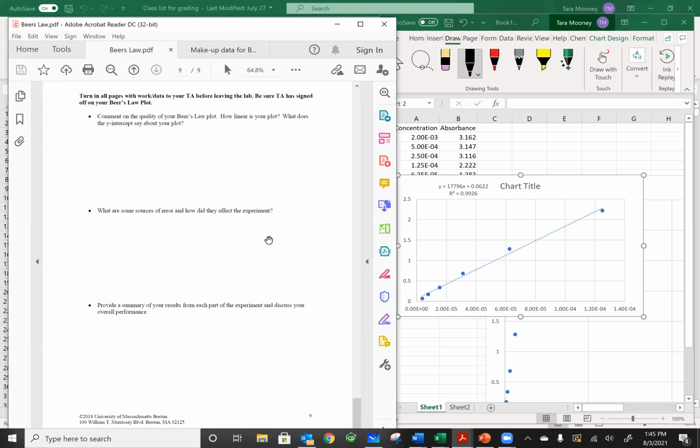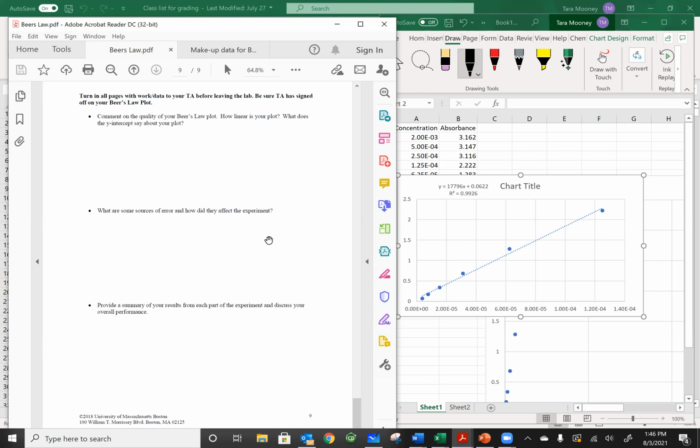And then finally, provide a summary of your results. So basically discuss the results. What that means is, were you able to successfully use Beer's law to find an unknown concentration? Because remember, that was the purpose of today's experiment. So talk about that. Now, does anybody have any questions?